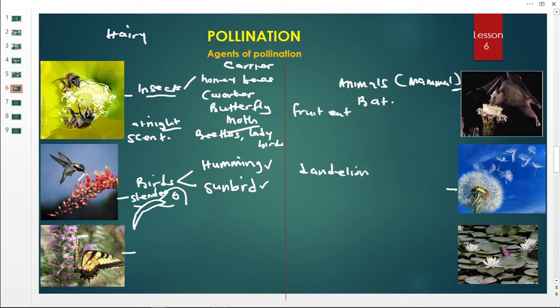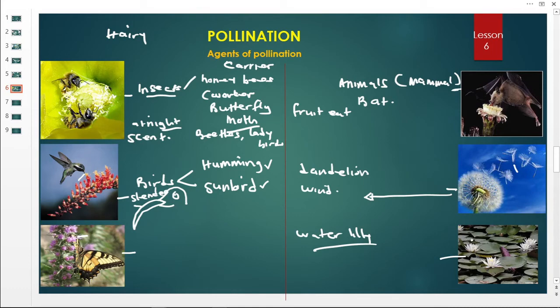Then this one is showing us what we call the dandelion. These ones are in the air. What has caused them to come here automatically? That is the moving air, which is wind. Therefore wind becomes an agent of pollination. Then we are having this, and this one is called the water lily. This one is on water, and it has flowers. Then these flowers will produce pollen grains.